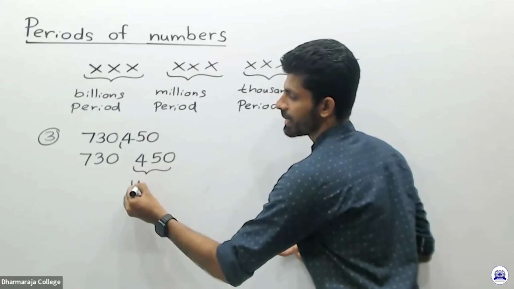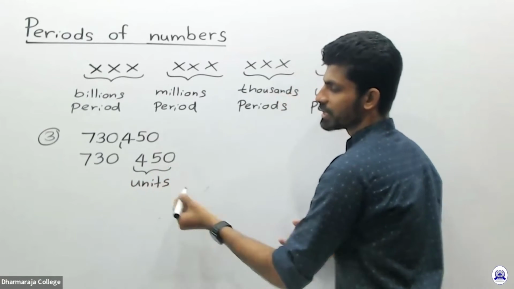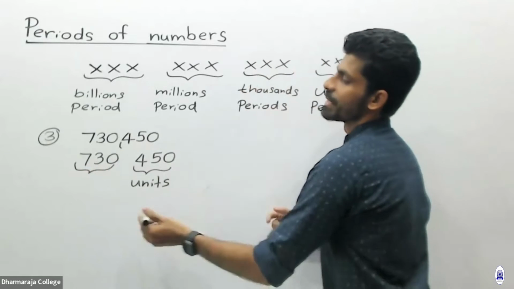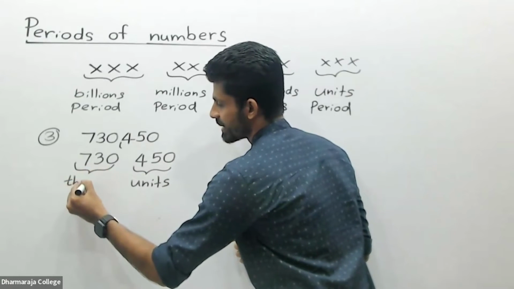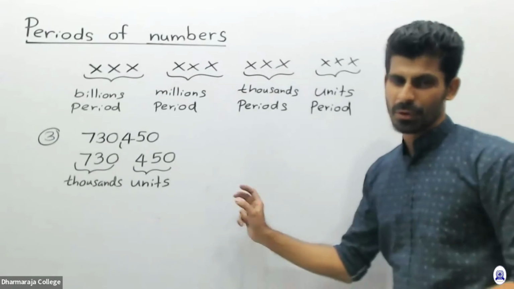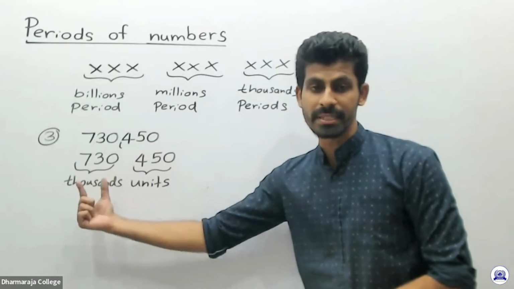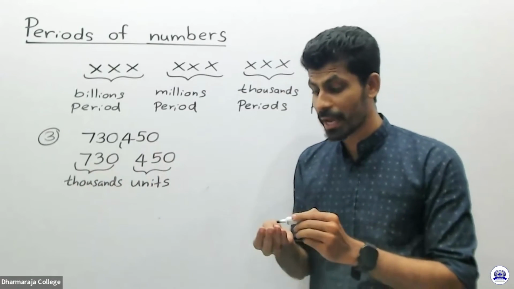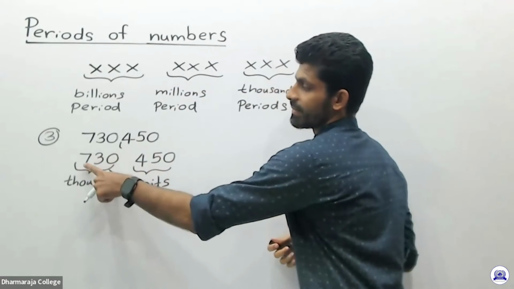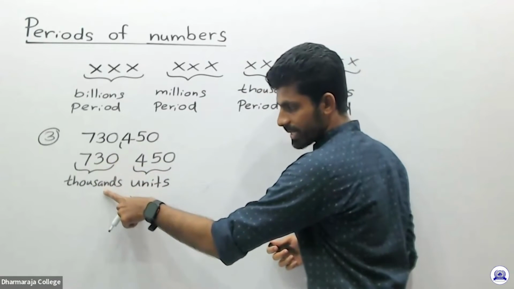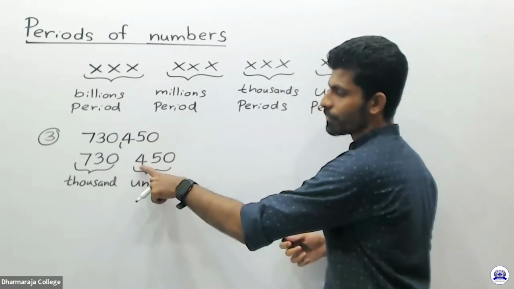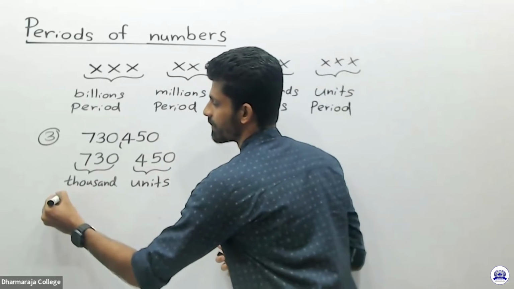450 means what period? Units period. 730 means thousands period. Thousands period. No need to write this one. Units period, thousands period. Then you can tell me how to read that number. 730,000. 730,450.